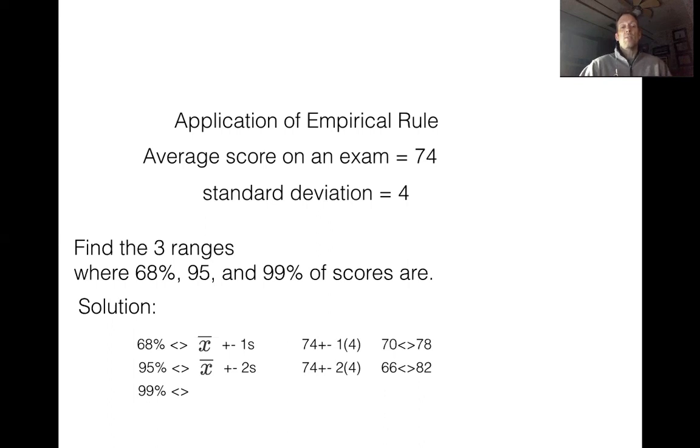Like 99%. 99% is going to connect to 3 standard deviations, and that's going to be between 62 and 86. So if you took that test, there's a 99% chance that you scored between a 62 and an 86 on the examination. Part 2 of the empirical rule.